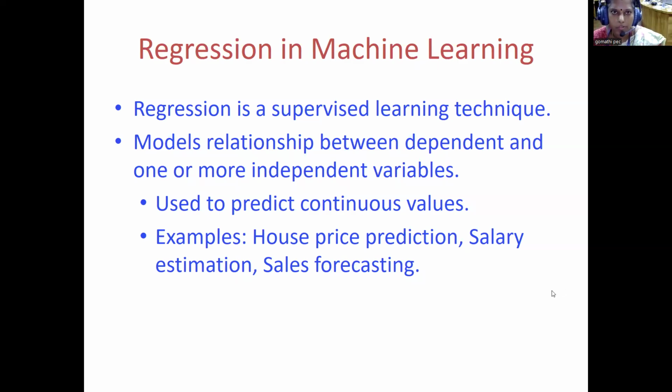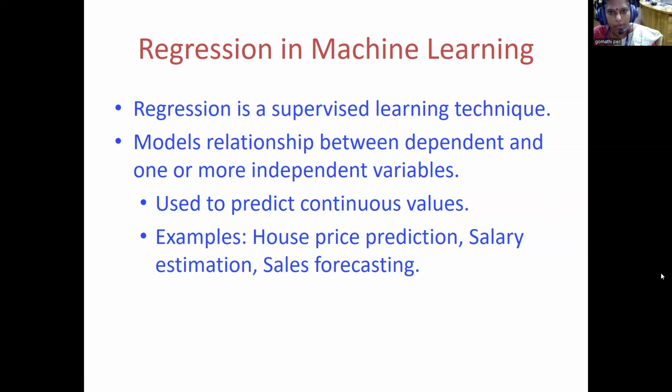So today we are going to see regression in machine learning. What is regression? Regression is a statistical method which models the relationship between independent variable and dependent variable. So what is an independent variable, and what is a dependent variable? The dependent variable is the target variable and the independent variable is the predictor variable.